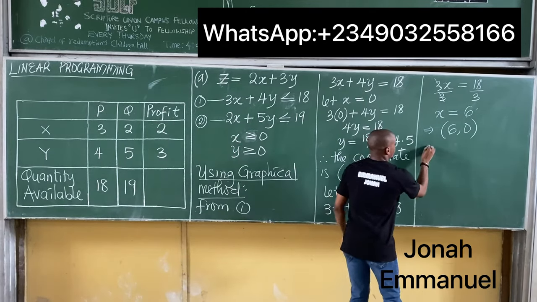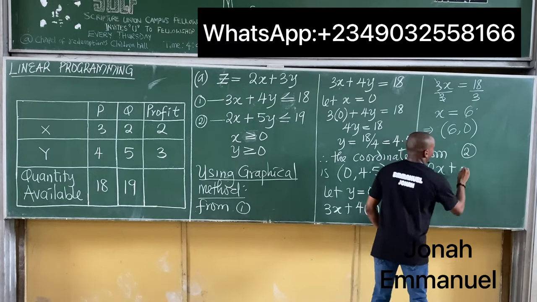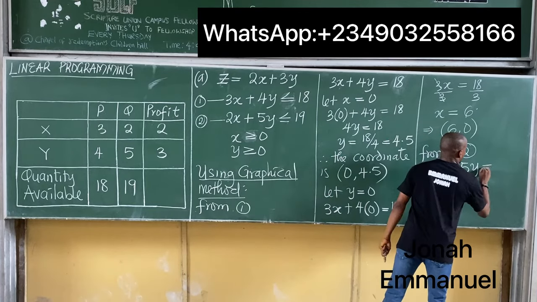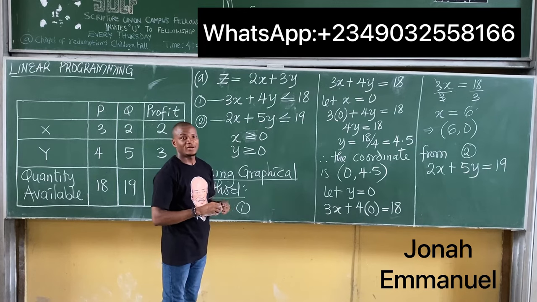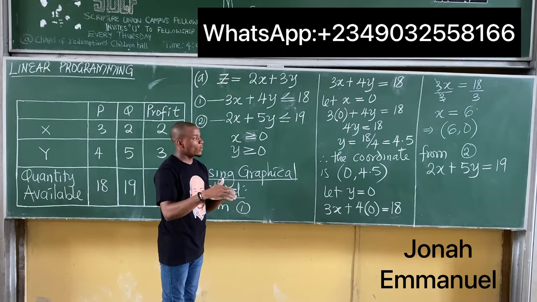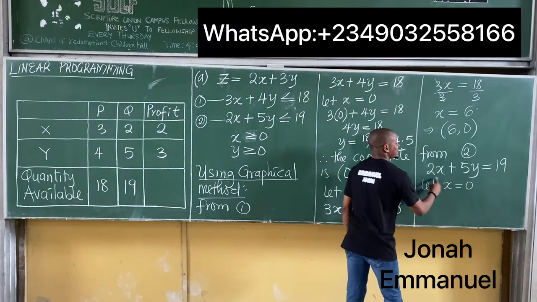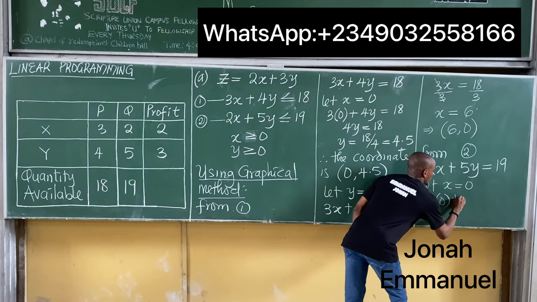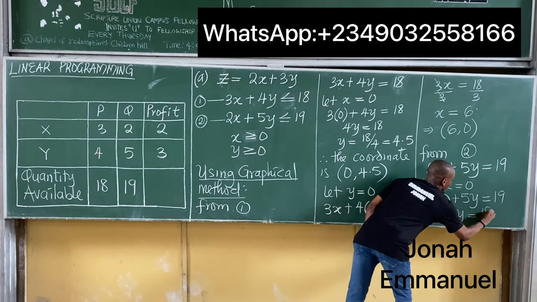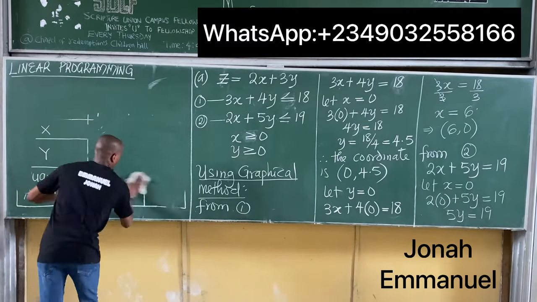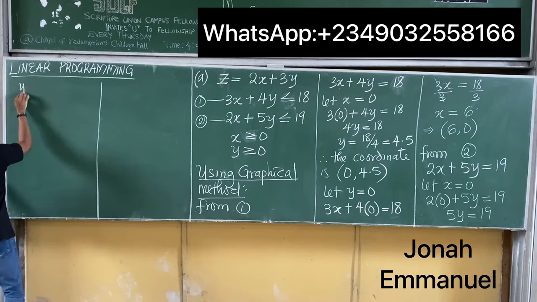So from 2, I have 2x plus 5y. Change this to what there, equal to what? 19. Please, change the inequality to equal to, equal to 19. What's the task here? Put x as 0, find y, put y as 0, find x. So let x be equal to 0. If x is 0 here, what do you get? 2 times 0 plus 5y is equal to 19. This drops off, I have 5y equal to 19. Now let's get y here. What's y here? Y is equal to 19 over 5.